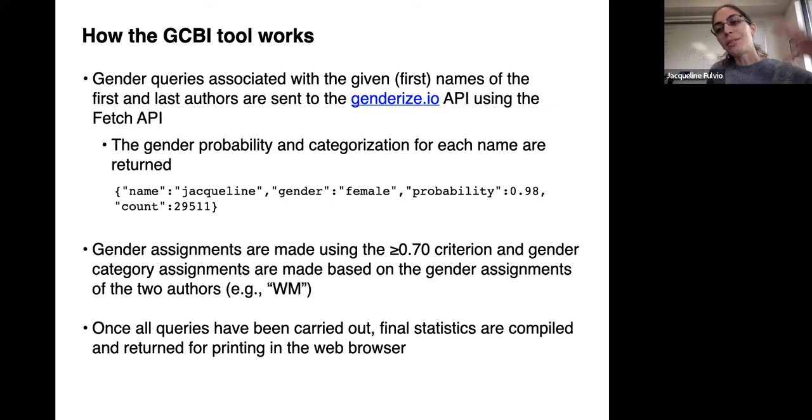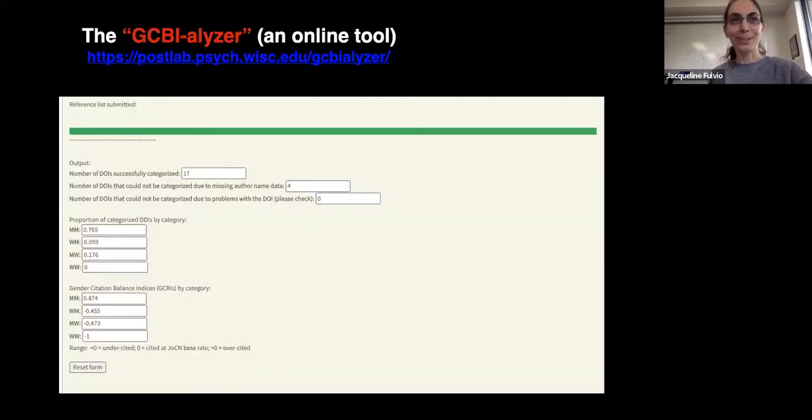Under the hood it is sending out all these queries. So you might have reference lists of 50 citations, for example. Once all the queries have come back, the final statistics are compiled, and that's what is returned in those boxes in our web page. So we'll go back to those. So let's see what they are. The first thing that it does is it tells us how many of the citations were successfully categorized. In this case, there were 17.